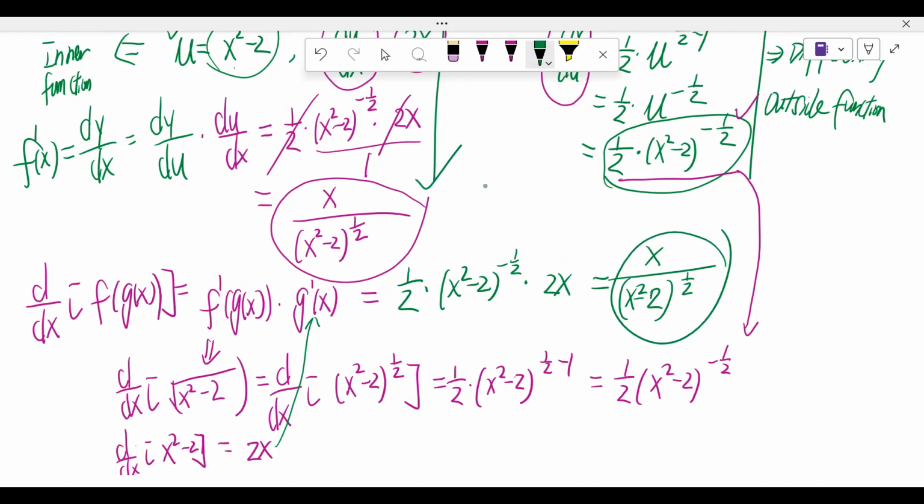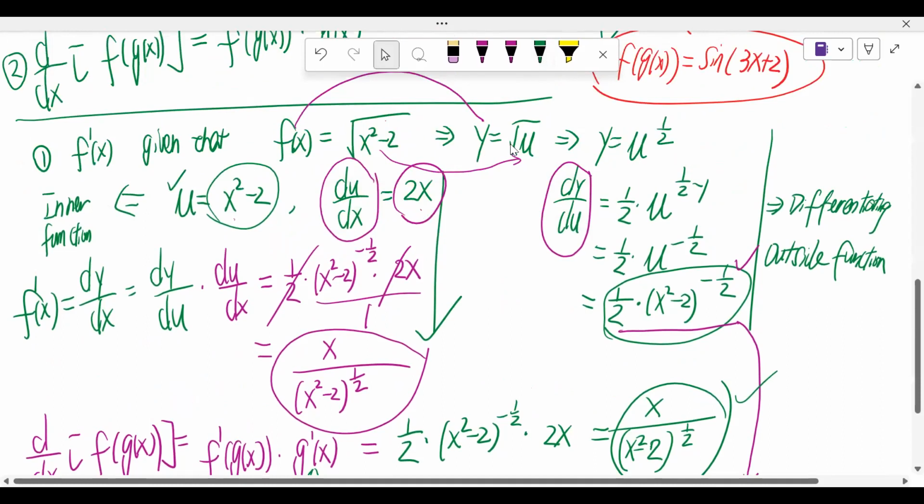Same result, right? But this one, we probably need a little bit more thinking before doing the derivative. And using this u substitution method, by creating the u, it's actually slightly easier to understand. Just follow the procedure. Just split into 2 steps. Find the derivative of the outside function and the derivative of the inner function, multiply them together.